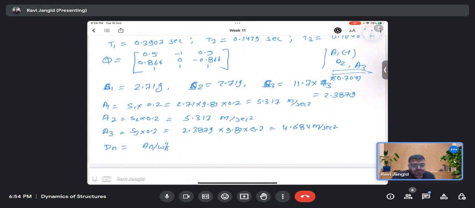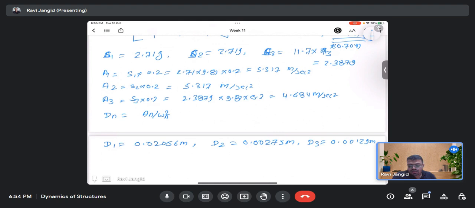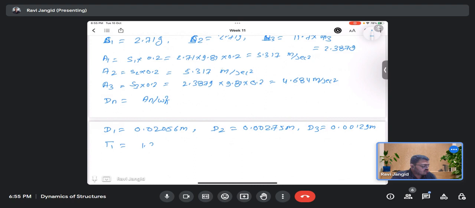Okay, so for this, your d1 would be 0.02056 meter, d2 would be 0.00275 meter, d3 would be 0.00129 meter. Okay, and we have already calculated our mass participation factor, which is 1.244 for the first mode. Gamma 2 is minus 0.33. And for the third mode, it is 0.0844.